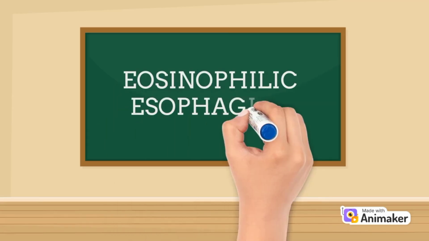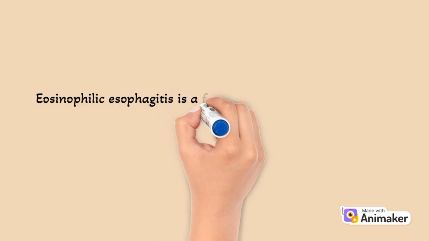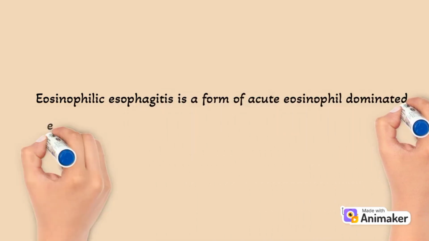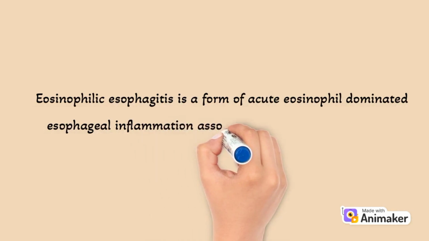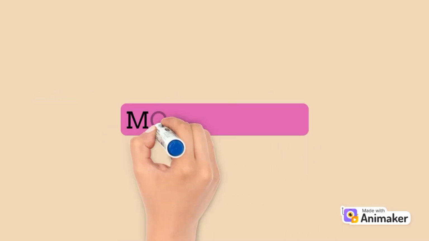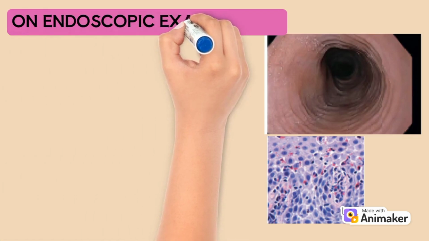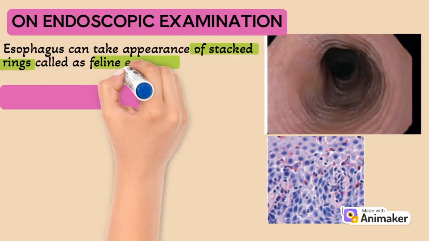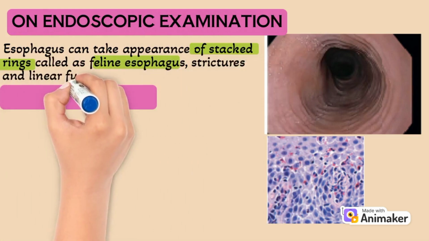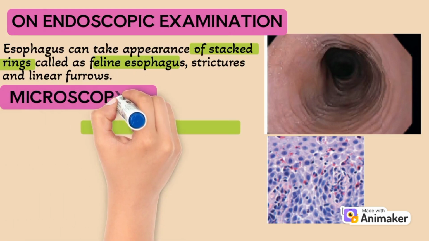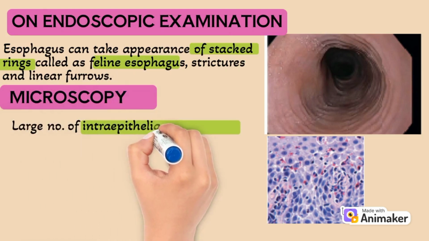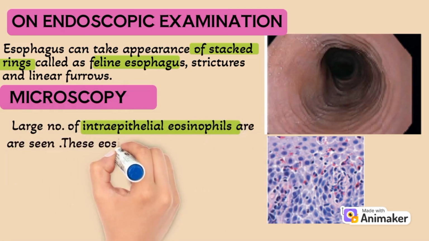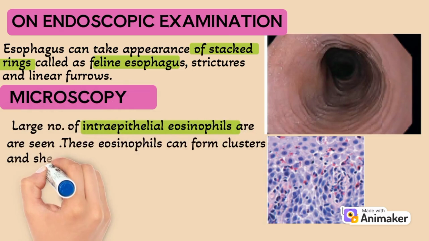Eosinophilic esophagitis. Eosinophilic esophagitis is a form of chronic eosinophil-dominated esophageal inflammation associated with atopic disease. Morphology. On endoscopic examination, the esophagus can take the appearance of stacked rings, called feline esophagus, or strictures or linear furrows. Microscopy shows a large number of intraepithelial eosinophils. These eosinophils can form clusters and sheets.